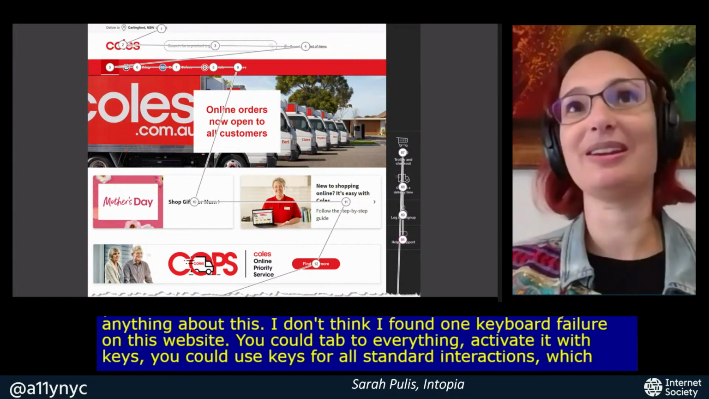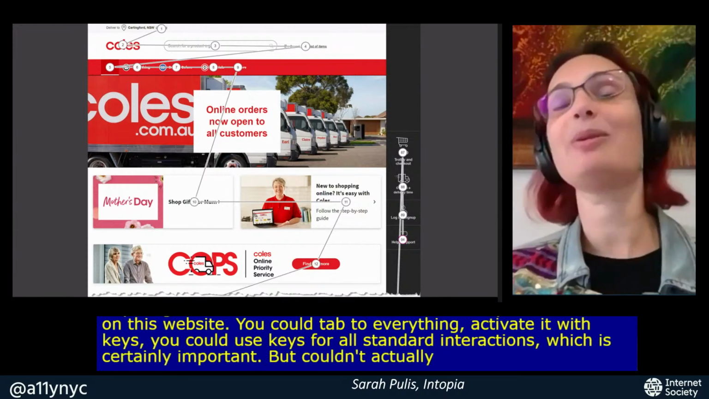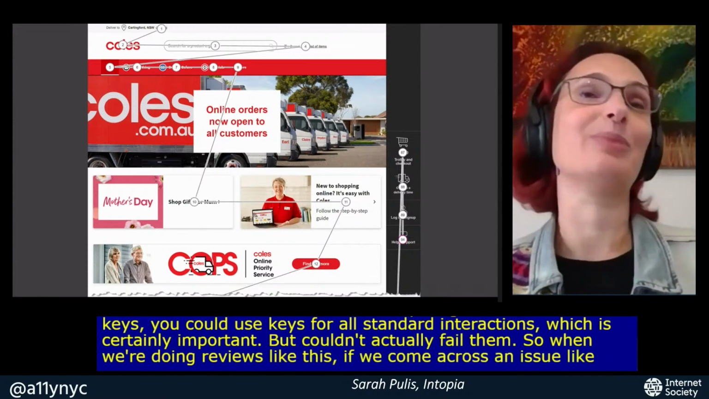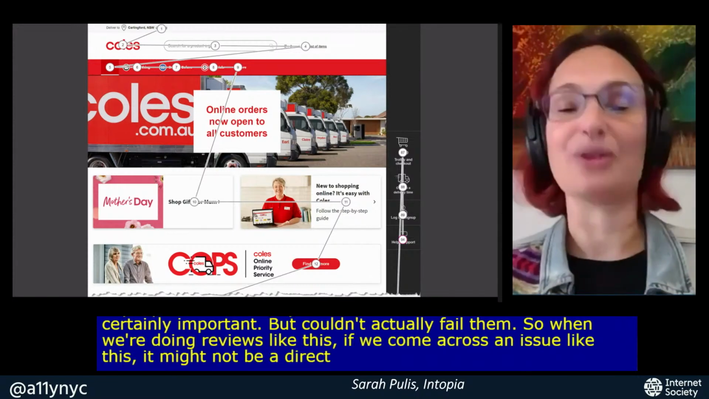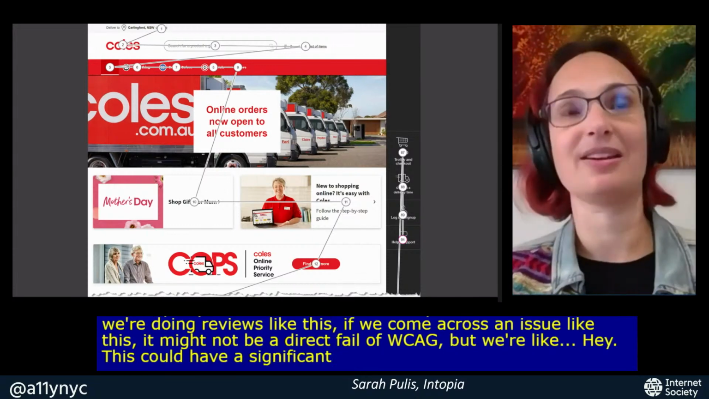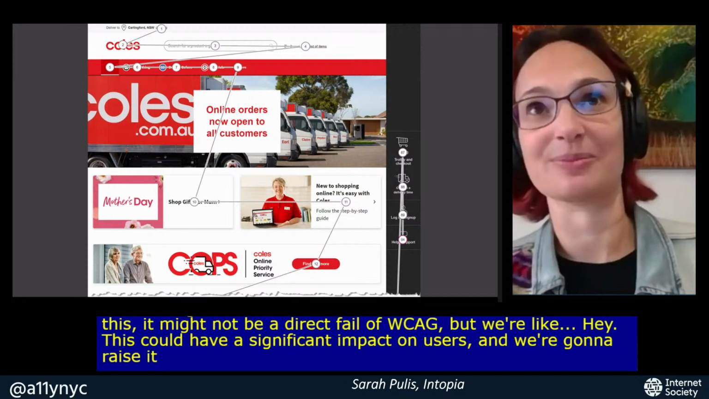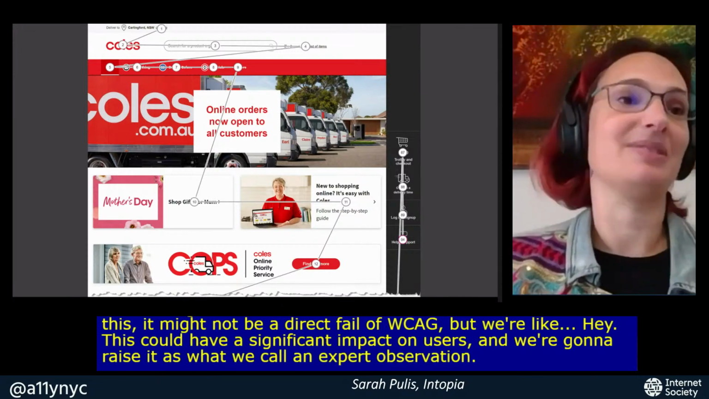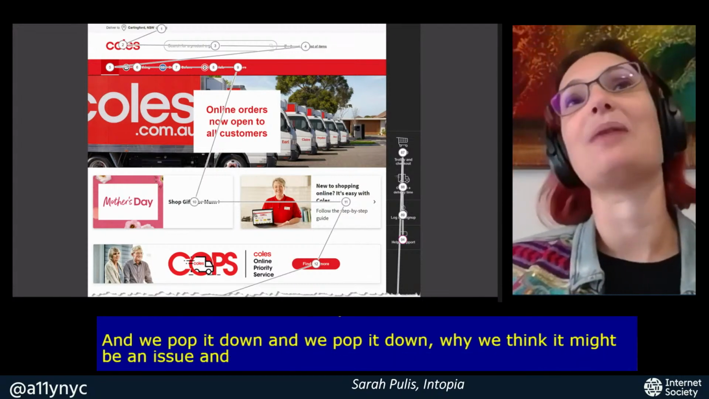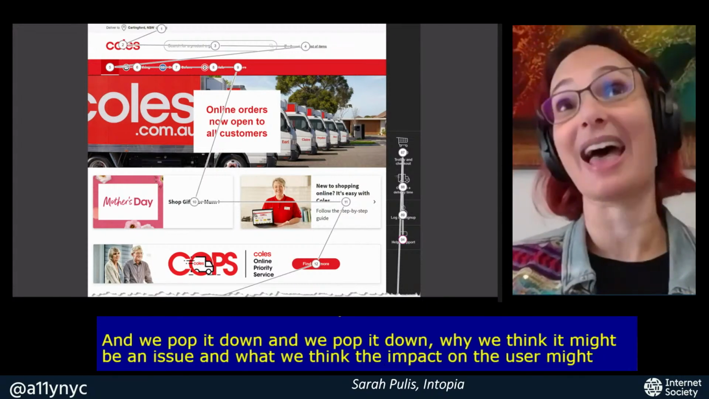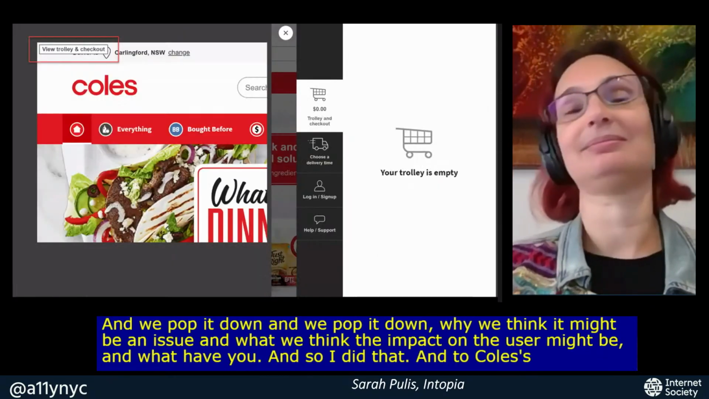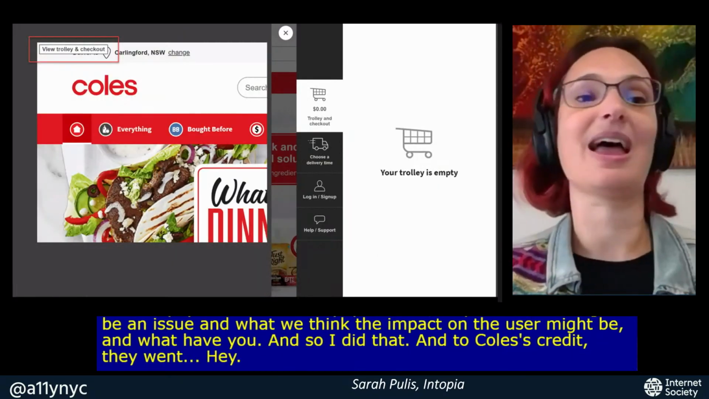And so when we're doing reviews like this, if we come across an issue like this, it might not be a direct fail of WCAG, but we're like, hey, this could have a significant impact on users, and we're going to raise it as what we call an expert observation. And we put down why we think that it might be an issue and what we think the impact on the user might be. And so I did that. And to Coles's credit, they went, hey, I can see exactly how this could be a problem.